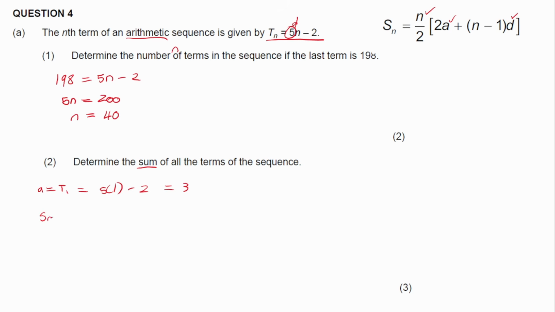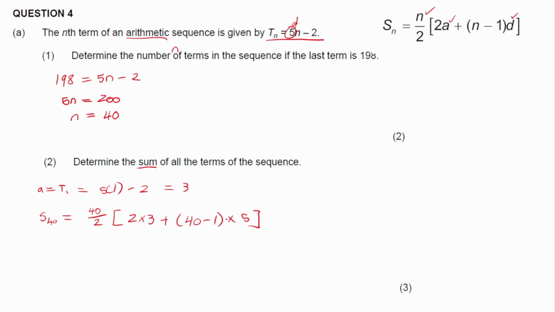So we're summing the first 40 terms, so we can just say S of 40, because we know our n is 40. So we put this over here and we say 2 times 3 plus (n minus 1), which is 40 minus 1, times d, which is 5.